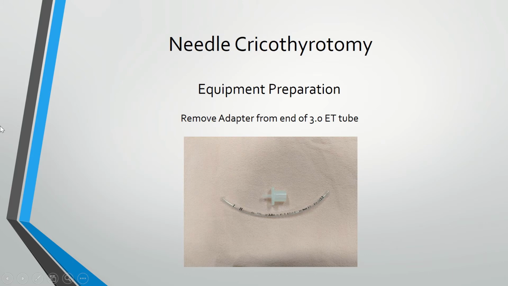So when we start talking about that 3.0 ET adapter, what was it for? What you do is remove that adapter off the end of the 3.0 ET tube. You can connect different devices to that when we try to ventilate or oxygenate our patients. You just pop it right off and set it right there, so that as soon as you place that catheter, you're ready to place that adapter on the end of your IV catheter.